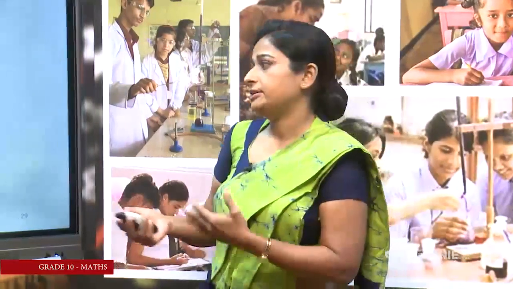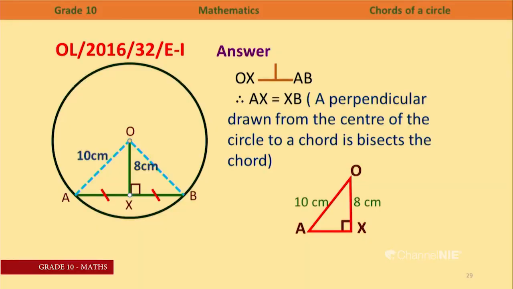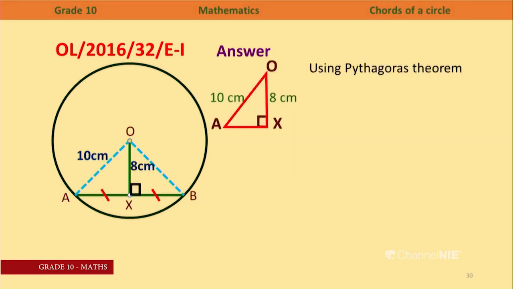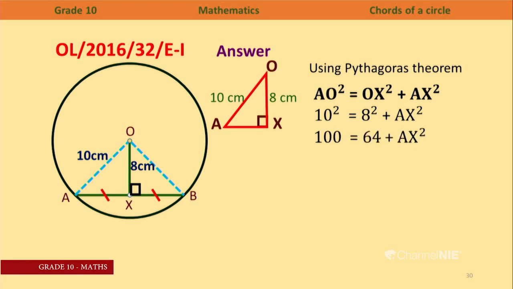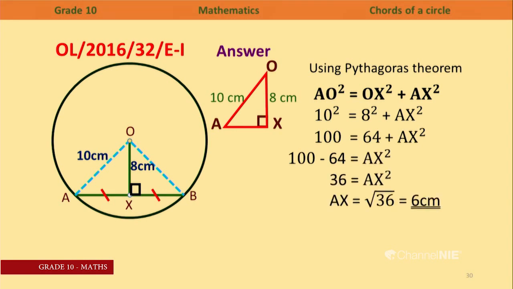Look at that, because this is a right angle triangle, we can find the length of AX. How do we find the length of AX? Here we can find the AX length using the Pythagoras theorem. So OA squared equals OX squared plus AX squared. We know OA squared, that is 10 squared, and OX squared, that is 8 squared, and we can find AX. So 10 squared is 100, 8 squared is 64, then AX squared equals 36. So AX is equal to 6 centimeter by taking the square root of 36.